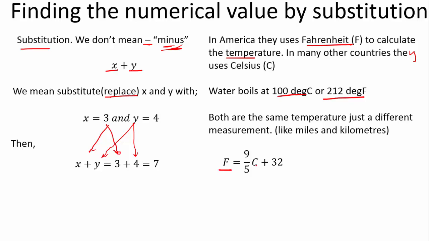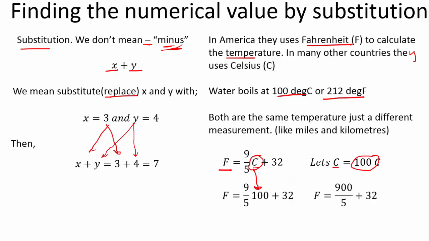The formula for Fahrenheit in terms of Celsius is F equals 9/5 C plus 32. So if we want to put Celsius at 100 degrees, we substitute C for 100 over there, to go as 9/5 times 100 plus 32. And that is going to be 9 times 100, which is 900, divided by 5, plus 32. 900 divided by 5 is 180, plus 32 is 212 degrees Fahrenheit, and that is the answer, 212.